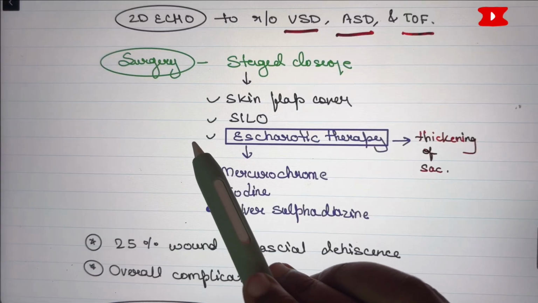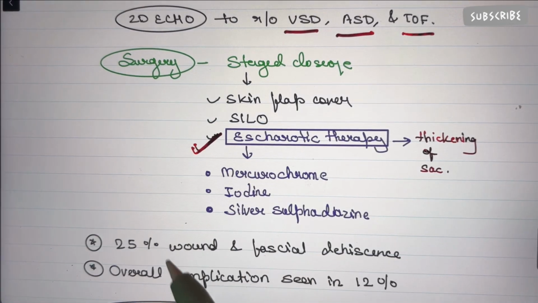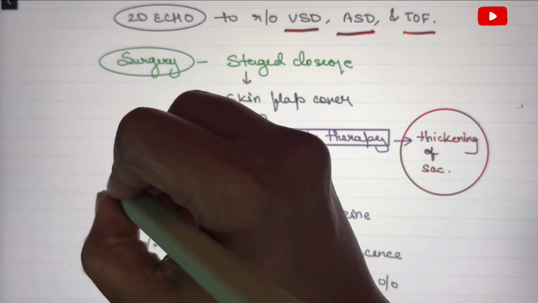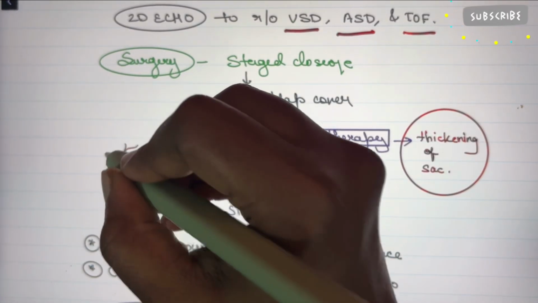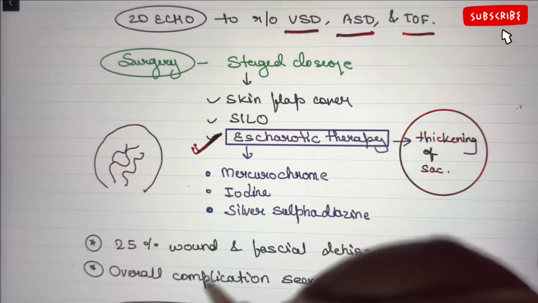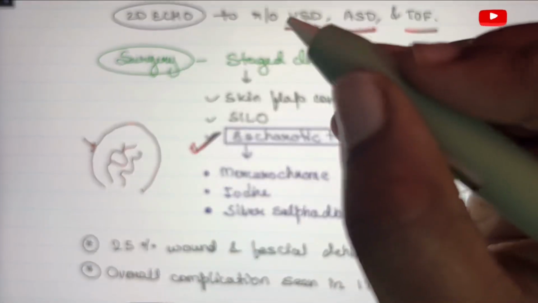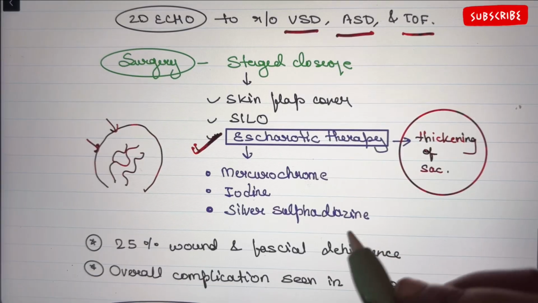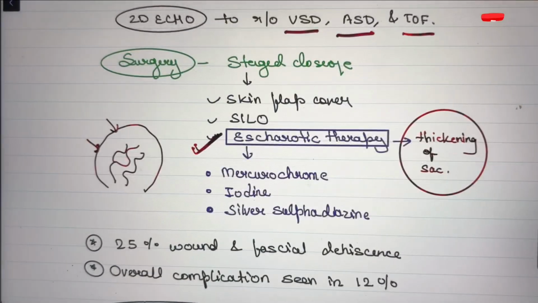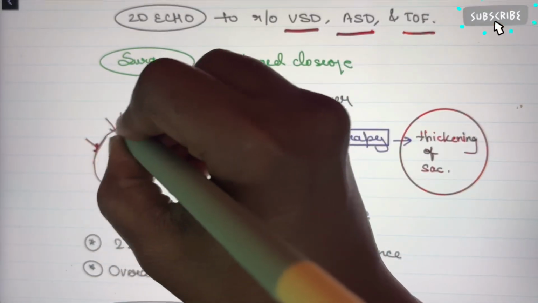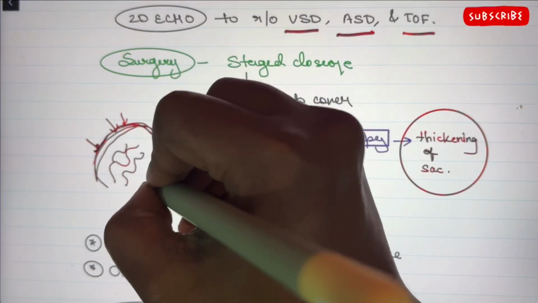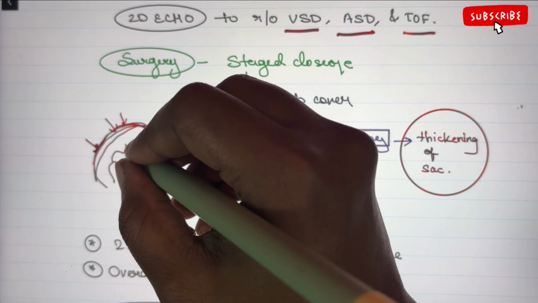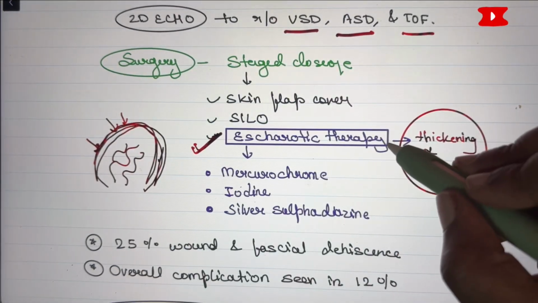Then another important thing which is done here is escharotic therapy, that is thickening of the sac. Generally the loops which are herniating out are covered by a sac in omphalocele, and when we put escharotic therapy, that is iodine or silver sulfadiazine or mercurochrome, then these cause thickening of the sac, and this thickening of the sac protects the bowel loops that are inside the sac. So this is known as escharotic therapy.